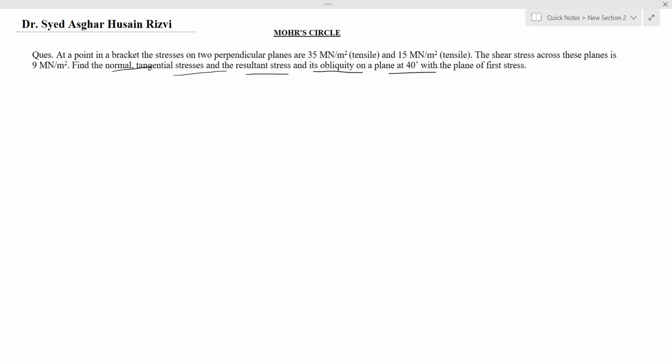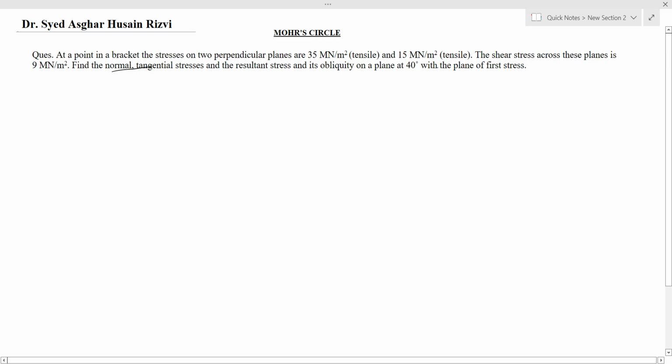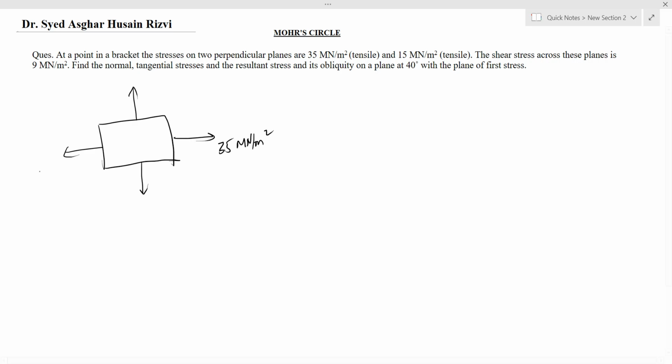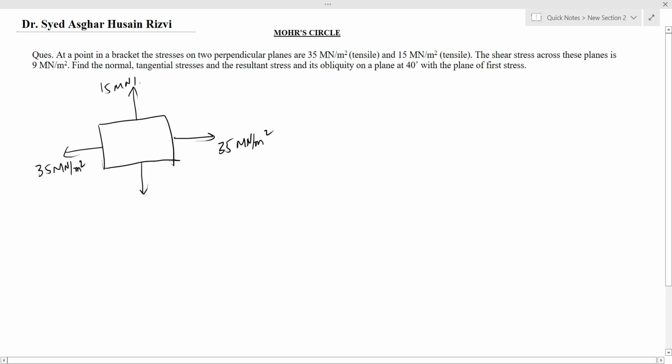So, to start with the question, we initially have to draw the diagram. So, let us draw the diagram for the question. Here is the element that is experiencing two tensile stresses on two planes that are mutually perpendicular. Sigma x is 35 meganewton per meter square and sigma y is 15 meganewton per meter square.